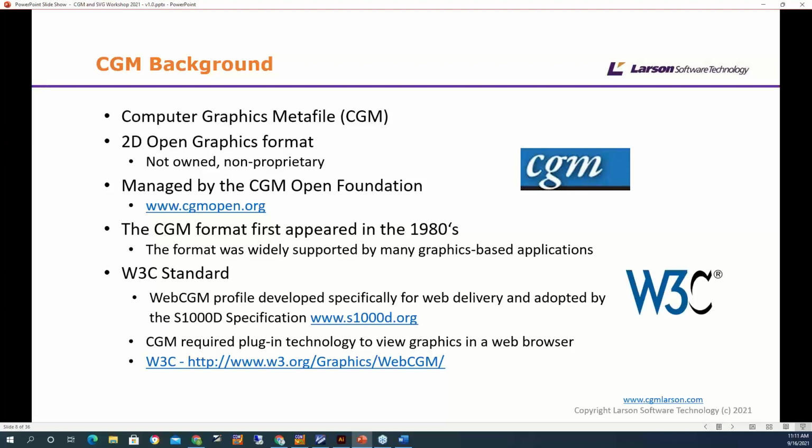So, as I said, CGM was predominantly used in IETMs and so forth, using a plugin technology, but that will begin to go away, or has already gone in most cases, I think.